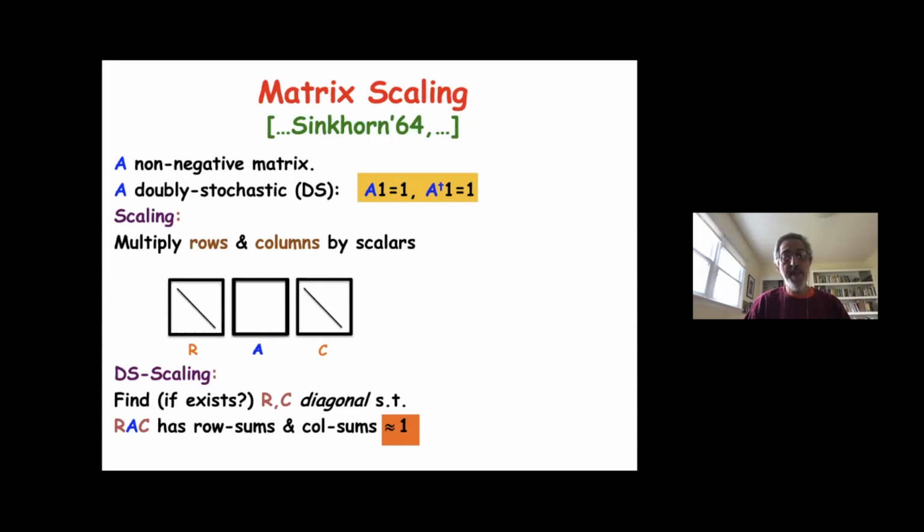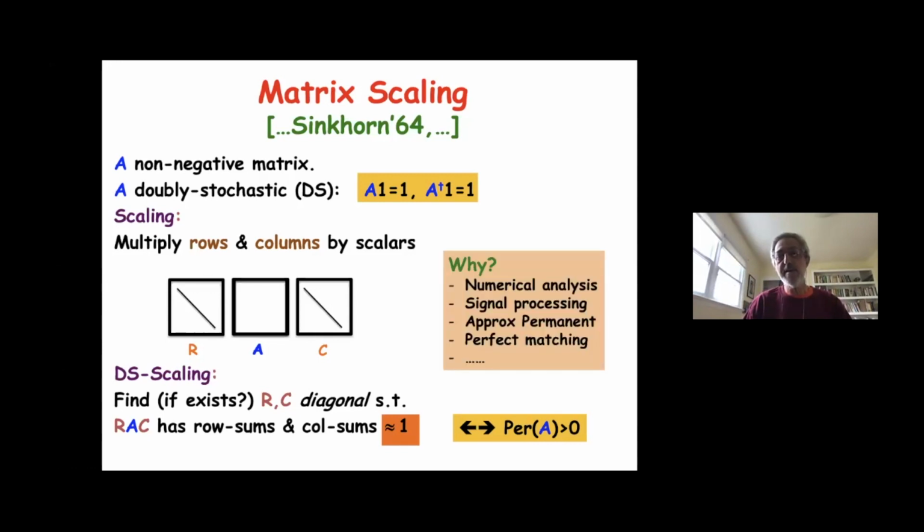And the reason this is the right definition for us is that this is exactly equivalent to the question of whether the permanent of A is positive, whether there is a perfect matching in A. Okay, so even though it looks very different, it's exactly the same problem. It's not so hard to prove. You can do it, and in fact, we'll see a proof. But people were studying it for completely different reasons, and many reasons. The scaling problem arose in numerical analysis and signal processing, and later for algorithms for approximating the permanent, and so on.